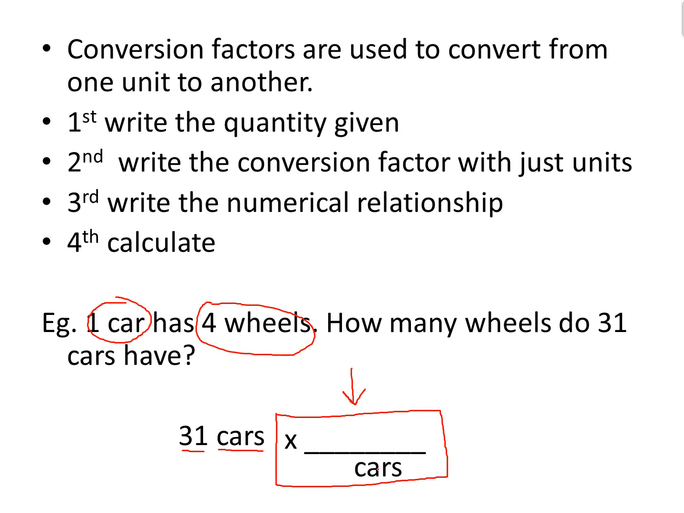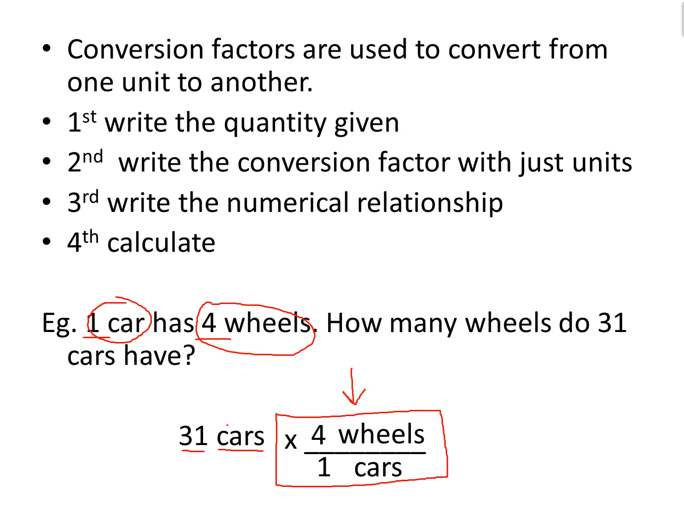So we're going to put cars on the bottom because when we do our calculation we want to not be dealing with units of cars anymore. We're going to put wheels up top because that is the unit we want to go to. Again, put the units first and then put the numerical relationship. The units are more important than the numerical relationship. They'll tell you whether you got the question right or not. So we know that one car has 4 wheels. That's the ratio we're using. That's how we're going to set up our conversion factor.